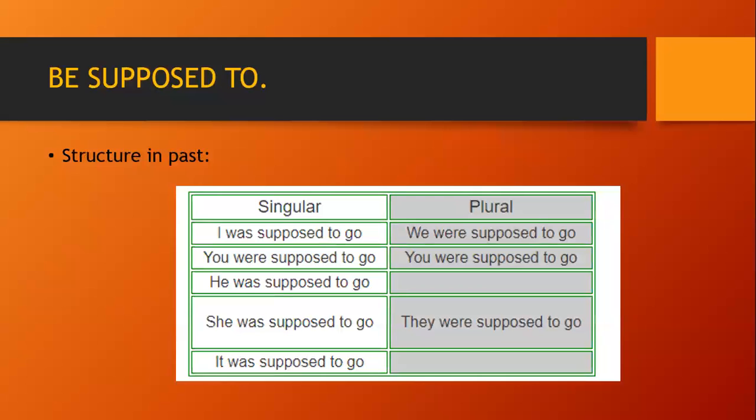Look at the past. I was supposed to go. You were supposed to go. He was supposed to go. She was supposed to go. It was supposed to go. We were supposed to go. That is in plural. We were supposed to go. You were supposed to go. And they were supposed to go.